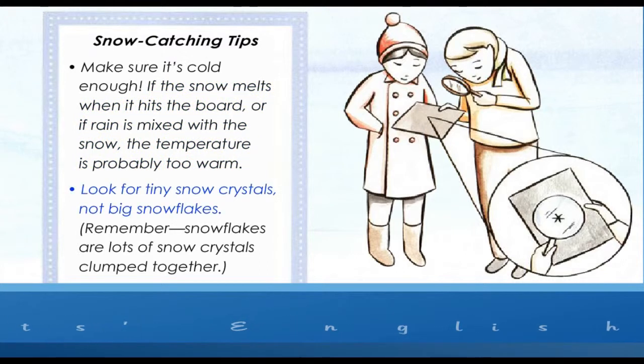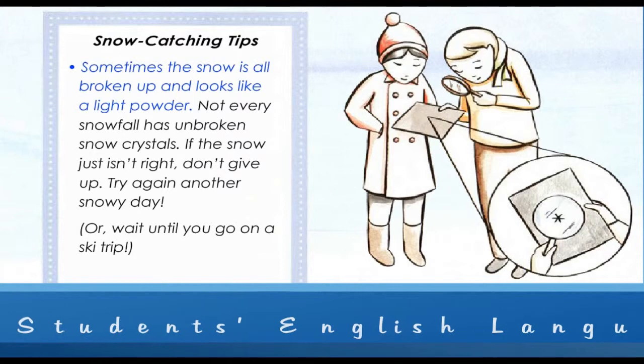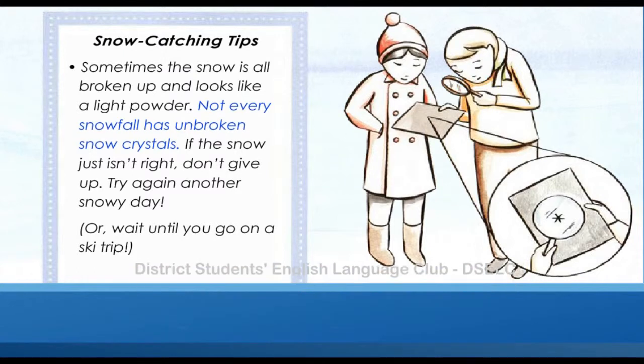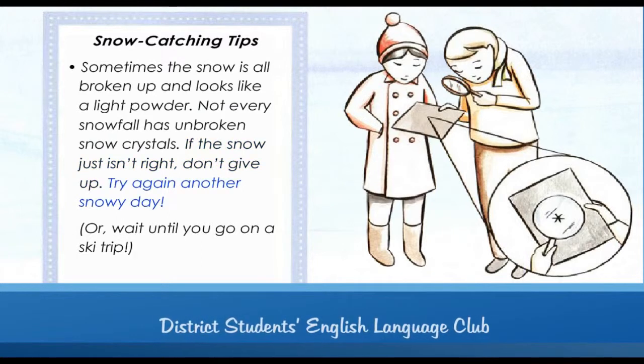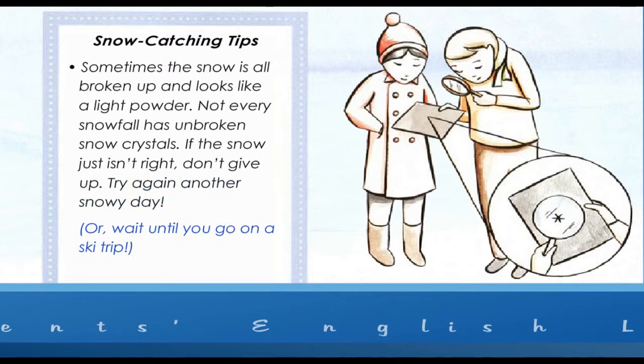Look for tiny snow crystals, not big snowflakes. Remember, snowflakes are lots of snow crystals clumped together. Sometimes the snow is all broken up and looks like a light powder. Not every snowfall has unbroken snow crystals. If the snow just isn't right, don't give up. Try again, another snowy day. Or wait until you go on a ski trip.